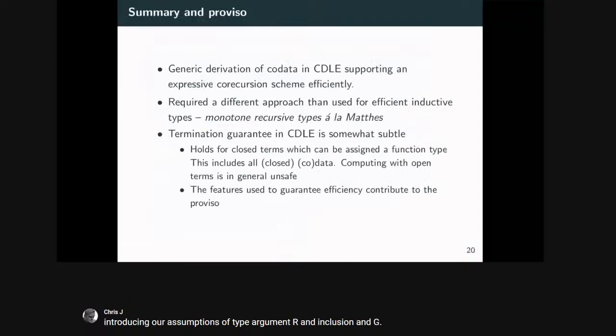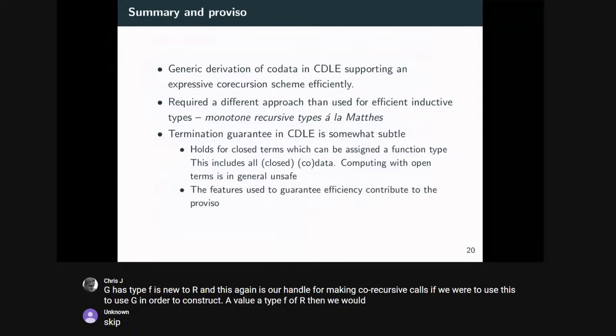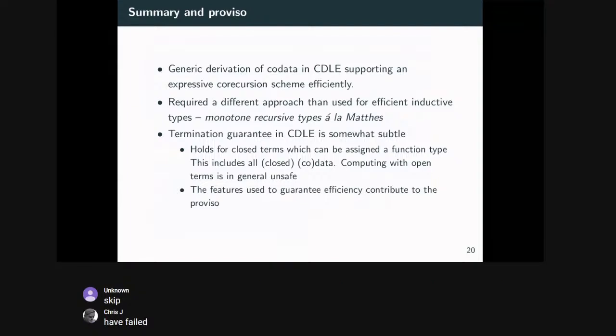So in conclusion, we presented a generic derivation of codata in CDLE, supporting an expressive co-recursion scheme efficiently. In order to do so, this required a different approach than what we have used previously for efficient inductive types, namely leaning on monotone recursive types a la Matthes. The termination guarantee, so there is a proviso here. The termination guarantee in CDLE is somewhat subtle. It holds for closed terms which can be assigned a function type. And if you're hearing that and thinking, well, wait a minute, then it can't be a true type theory.